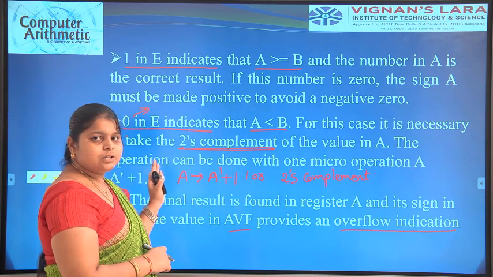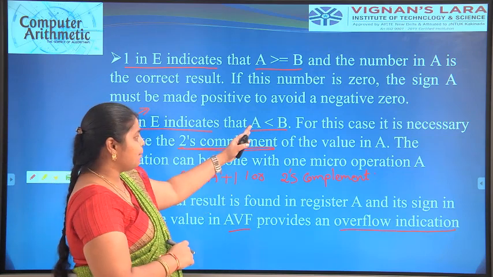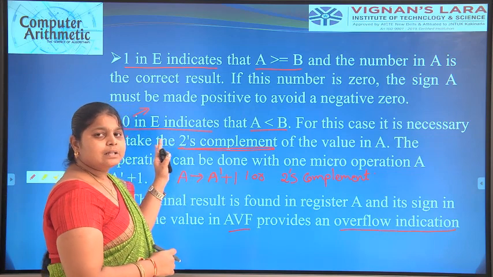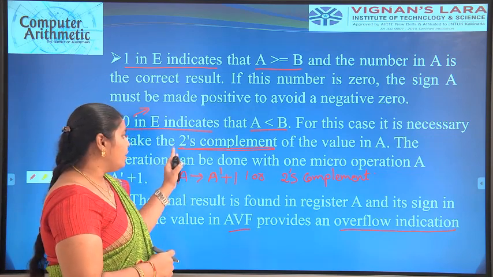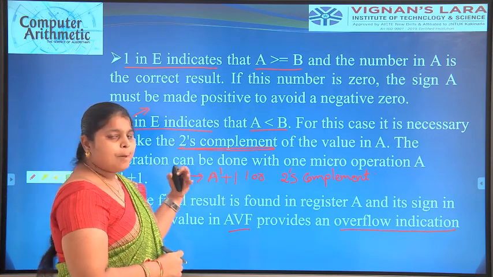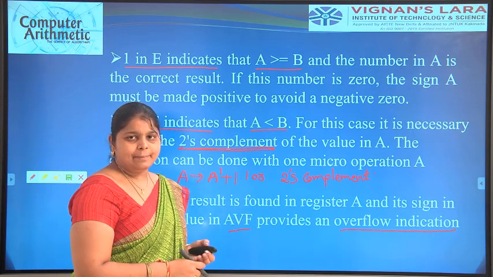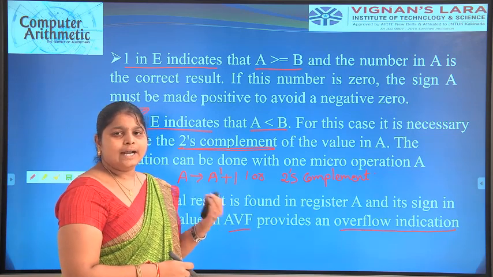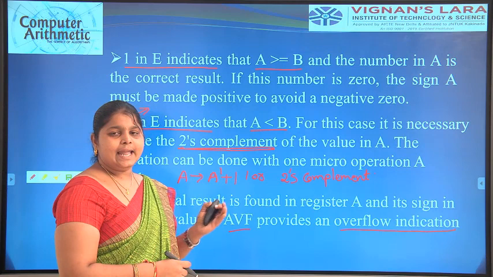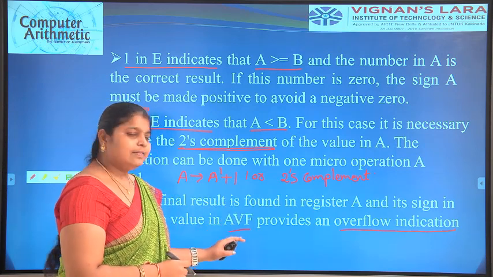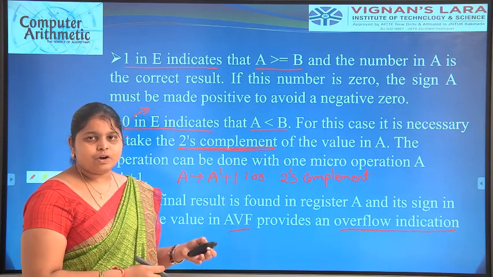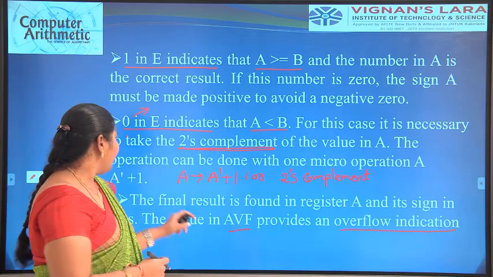If the result is 0, that indicates A is less than B, and the operation is taken to the 2's complement. The whole result is stored in A and AS in the registers. If any carry or overflow condition occurs, that is also stored in the AVF.